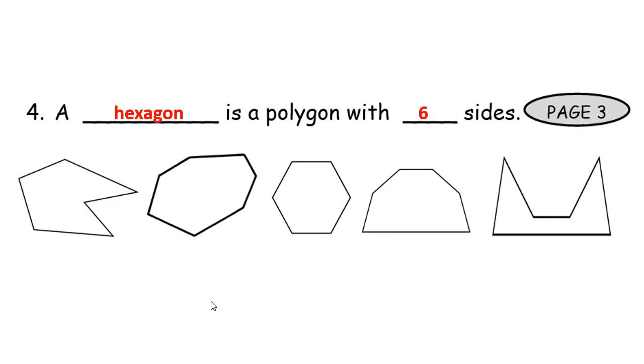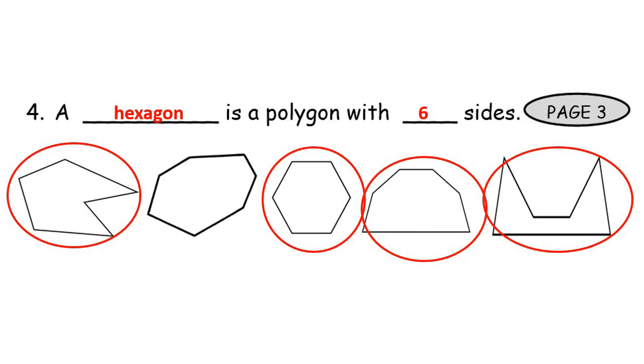Next is a hexagon. It is a polygon with 6 sides. Hex means 6, and gon again means angles, so 6 angles. Pause the video and circle your hexagons. You should have circled everything except for this one right here. This one has 7 sides.